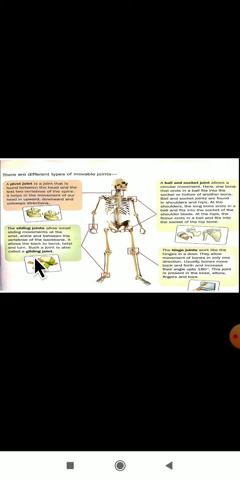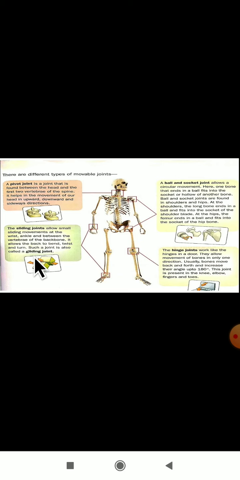Then what is the function of the sliding joint? The sliding joint helps the back to bend, twist and turn, and it is also called a gliding joint. It allows a sliding movement at the wrist, just where you wear the watch. Yes, you can turn the wrist, because there is a sliding joint there. At the ankle, yes, you can move your ankle because there is a sliding joint present.